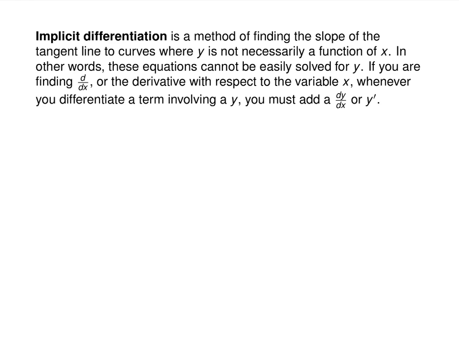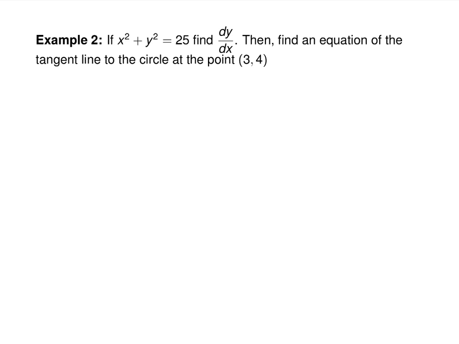Okay. So if x squared plus y squared is 25, find dy dx, or the slope of the tangent line. So you're going to take the derivative of the left side, and that's going to equal the derivative of the right side. You differentiate both sides. That's what the d over dx thing means. You also could use a prime.